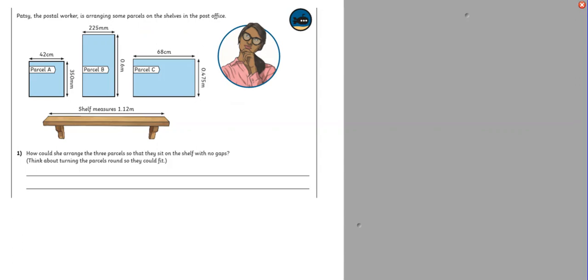Patsy the postal worker is arranging some parcels on the shelves in the post office. So the shelf measures 1.12 metres. How could she arrange 3 parcels so that they sit on the shelf with no gaps? It says, think about turning the parcels round so they fit. Make sure you try all the possibilities. The first thing you are going to do is, that's right, convert, and then try and add the parcels together to see if you can fit them on the shelves. Pause the video now and have a go.